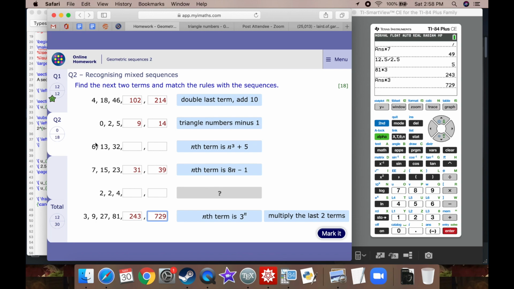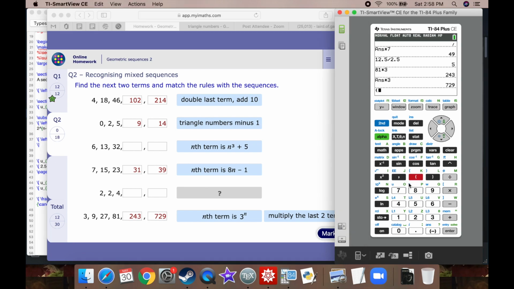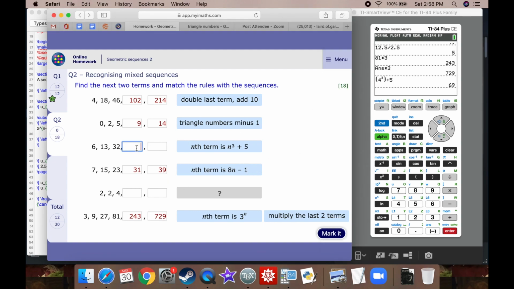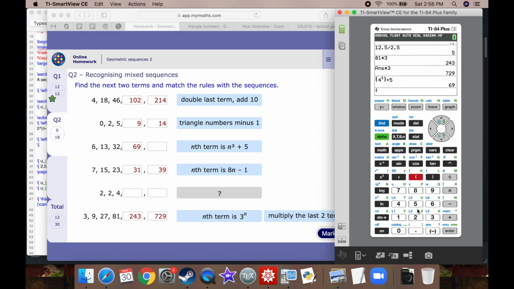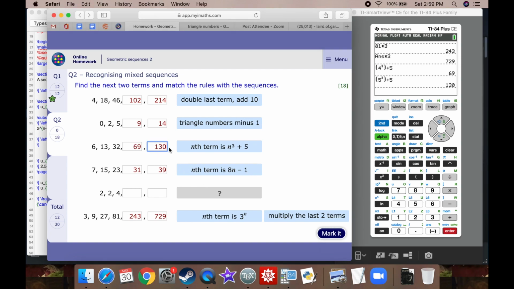And, okay, that's 1, 2, 3. Let's do 4. All right, 4 cubed plus 5. So the fourth term should be 69. And let's do the next one, which is the fifth term. 5 cubed plus 5. I like to burrito everything just to be super careful. 130. There you go. And of course, by elimination, it would have to be that one.